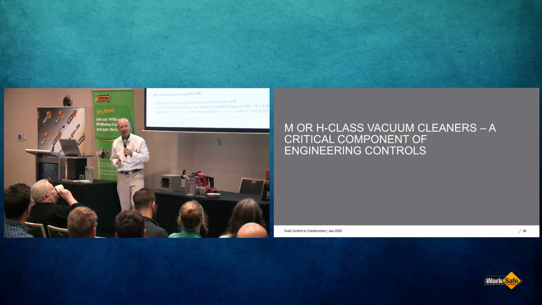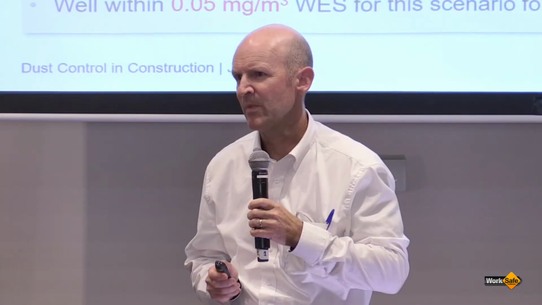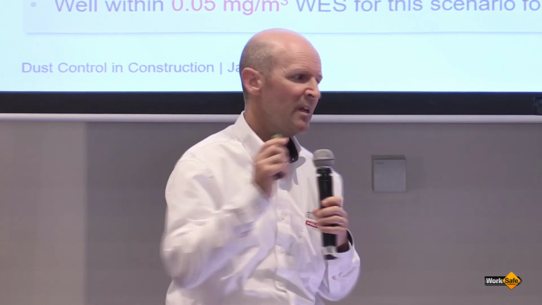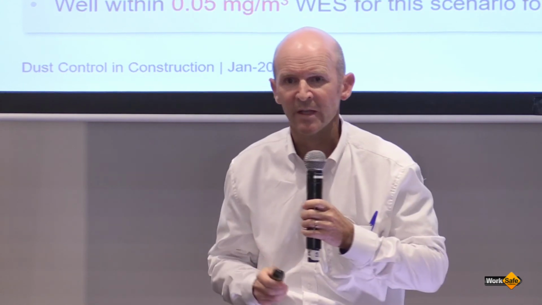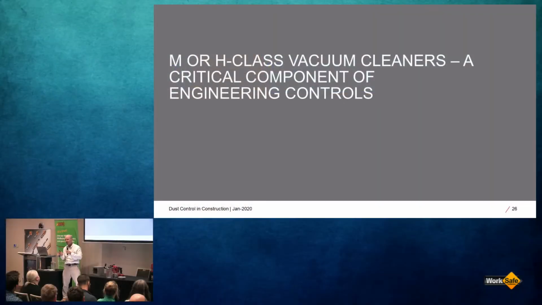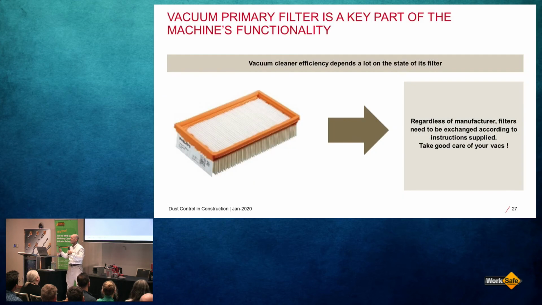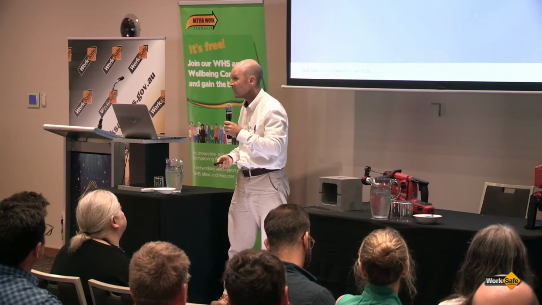A central piece of the on-tool dust extraction story is vacuum cleaners, right? If the unit is not self-powered, as you see in this example, and you're relying on a vacuum cleaner to pull out the dust, we really need to pay a bit of attention to the types of vacuum cleaners that are being used. So many of the WorkSafe bodies around Australia recommend an M or an H-class vacuum cleaner. And indeed, in Queensland, they recommend an H-class vacuum cleaner for when working with engineered stone. But for construction trades, it's generally accepted that an M-class vacuum cleaner does the trick.